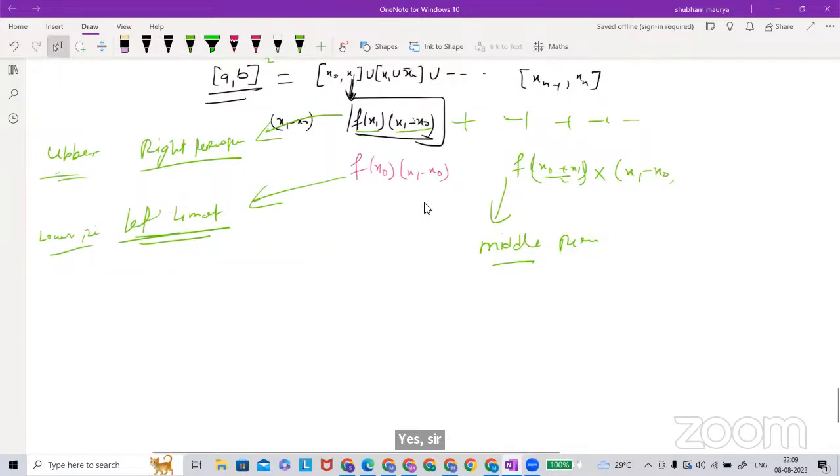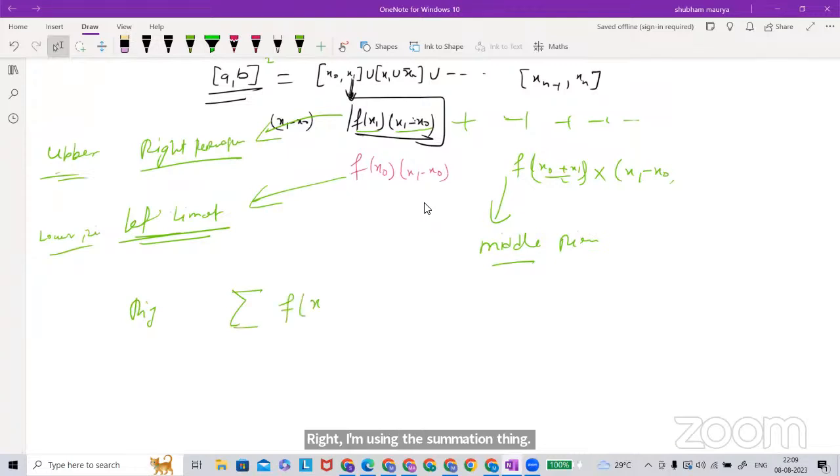So now let me write the definition of the Riemann sum here. The right Riemann sum is, using the summation for the sum, f of xi times xi minus xi minus 1, where i is equal to 1 to n, the intervals I have broken.